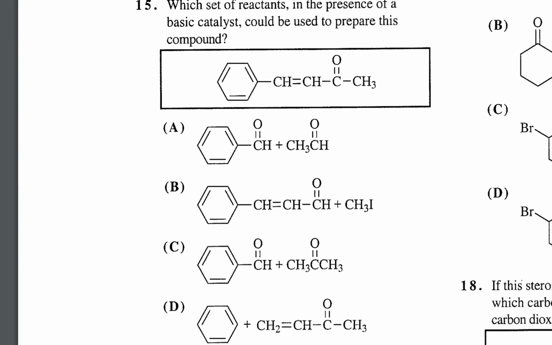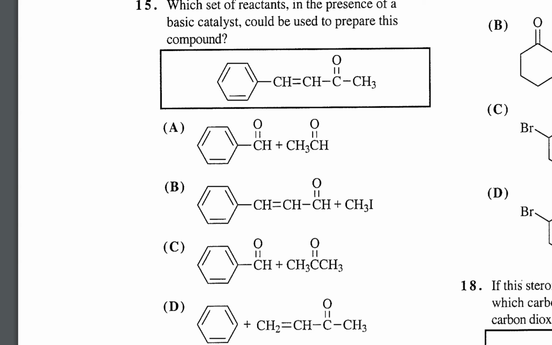What else do we have? B. B also makes no sense, right? We're not going to add an alkyl halide to this. That doesn't make sense. So it's coming down to A or C. If we look here, the only difference between A and C is we just have 1 more carbon in C on the second compound. So it's simply a matter of counting carbons, I suppose.